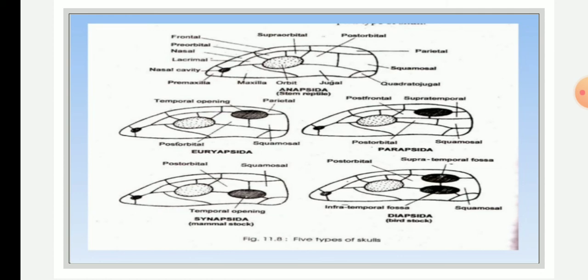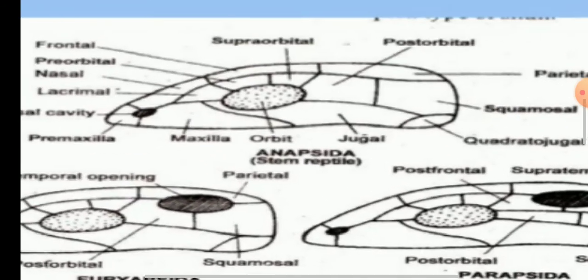And if the vacuity or the holes are found in the hind end of the temporal region of the skull, then it is said to be a temporal fossa. For better understanding, we will just refer to the first type of skull, that is anapsida.